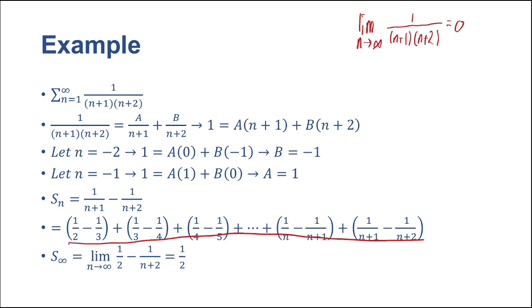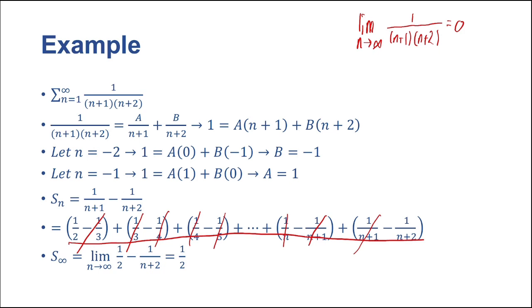So we see this negative 1/3 and we see the positive 1/3. Well, those guys are going to cancel out. We see the negative 1/4 and the positive 1/4. Well, those guys are going to cancel out as well. The 1/5 and some 1/5 in the next term is going to cancel out, and then all the things in the middle are going to cancel out. And we're going to get to the point where we're at 1 over n. There's going to be a negative 1 over n the term before that, so that cancels out. The n plus 1s cancel out, and then we're just left with the 1/2 and the negative 1 over n plus 2.